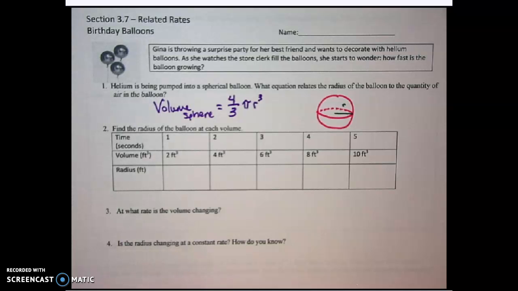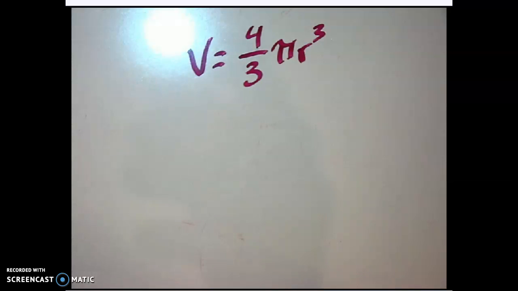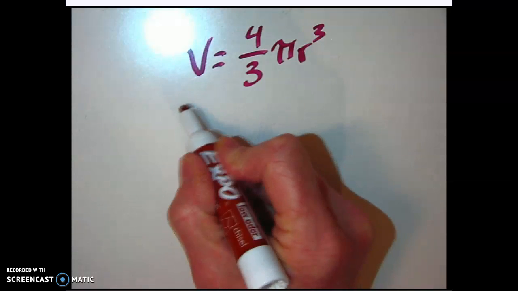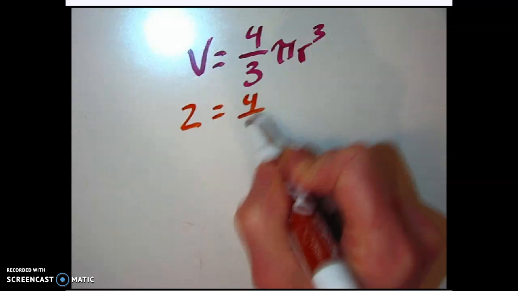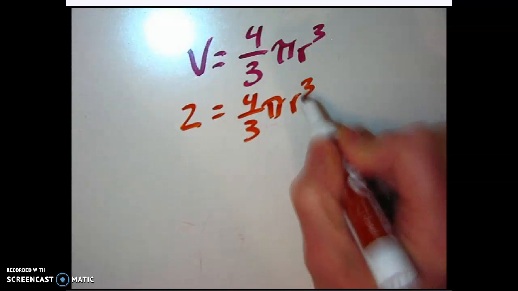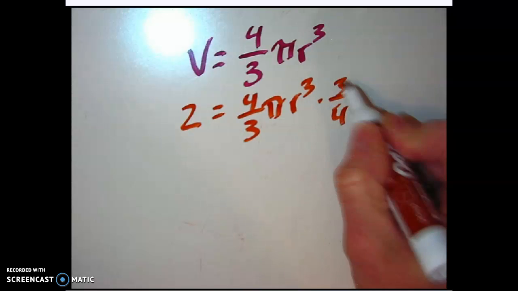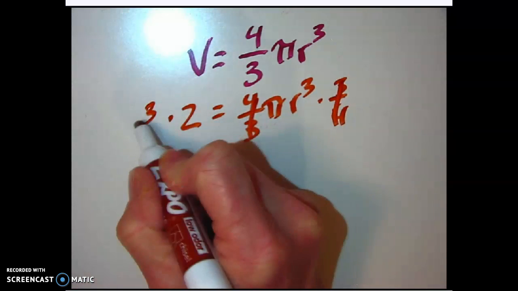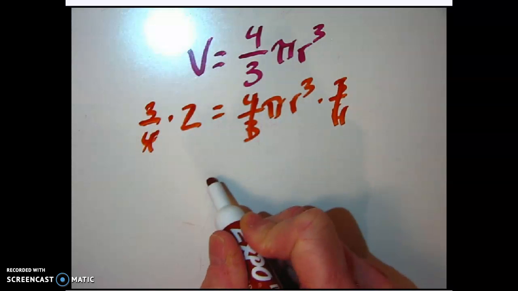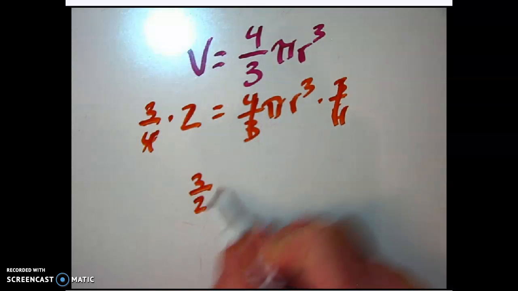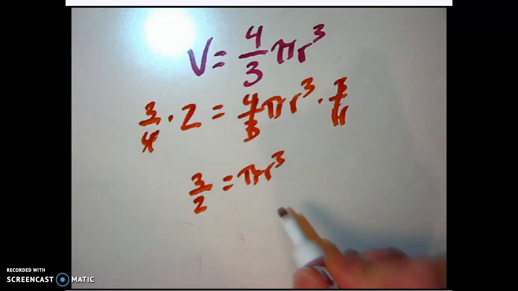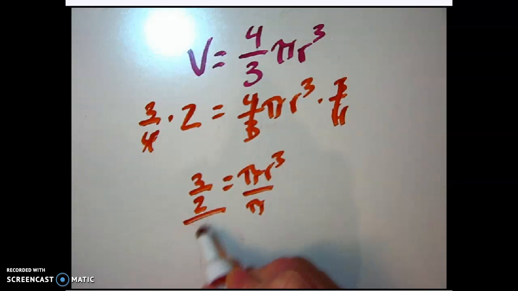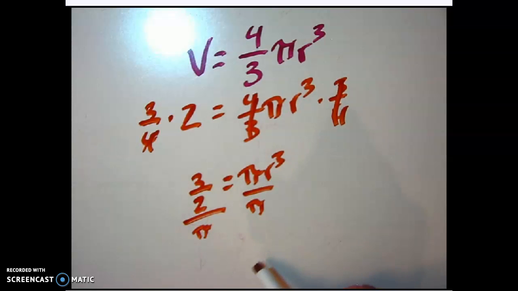Remember, we're solving for r. For the first box we're going to let V equal 2, and we need to solve this for r. If we multiply by the reciprocal, we get 3/2 equals pi r cubed. Then we divide by pi. We get a decimal, and don't forget we take the cube root of that to find what our r is. Please go ahead and fill in the rest of that table.